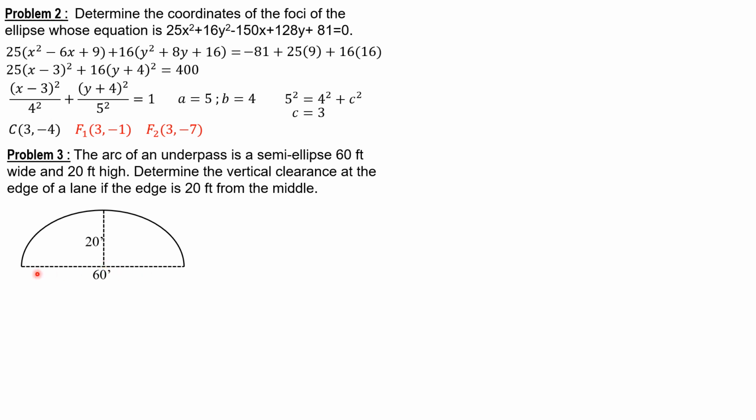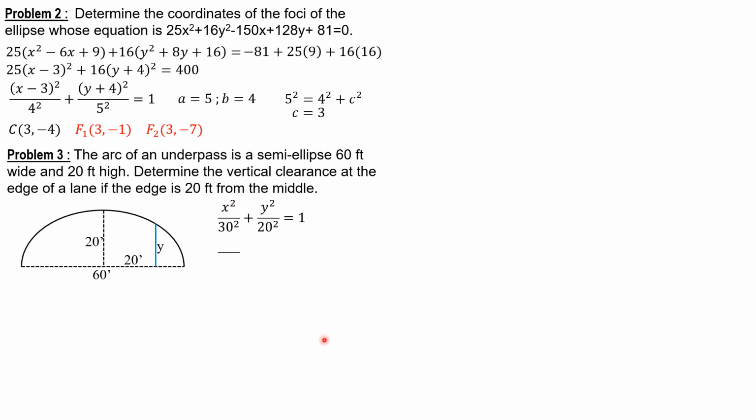A is 30 feet on the x-axis. B is 20 feet, so the expected equation is x squared over 30 squared plus y squared over 20 squared equals 1. And we have an end of the lane here, 20 feet from the middle, and the vertical clearance at the edge of the lane is, let's call it y. The equation of the ellipse is x squared over 30 squared plus y squared over 20 squared equals 1. Then we substitute x equals 20 to solve for y here.